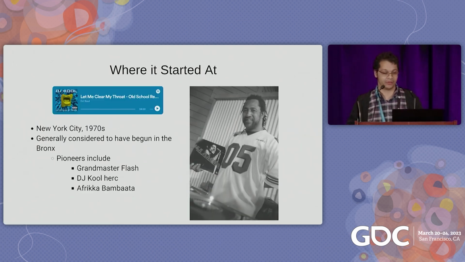So where did it start? New York City in the 1970s, generally considered to have begun in the Bronx, New York. Pioneers include people like Grandmaster Flash, Kool Herc, Afrika Bambaataa. It's a fusion of so much that was in the Bronx at the time. Puerto Ricans, Jamaicans, and their musical stylings, right? Toasting in Jamaican dance hall, Afro-Latino beats coming from the Puerto Rican side, and that fusion is what really started the genre we know as hip-hop today.